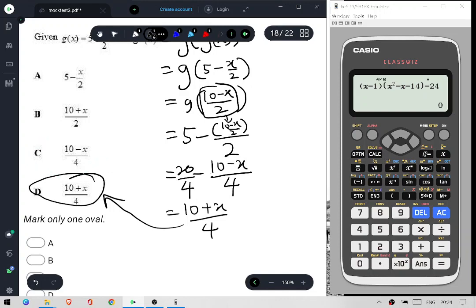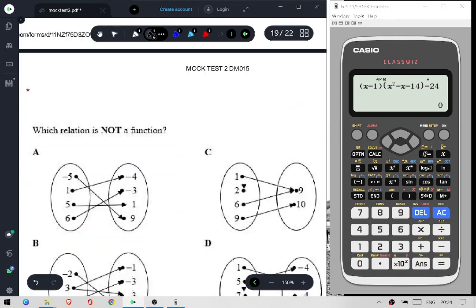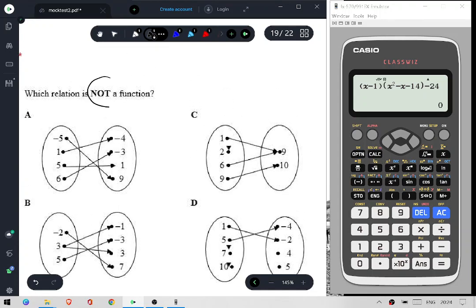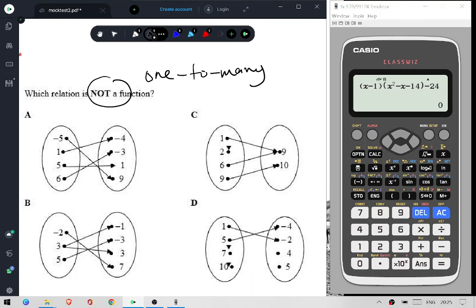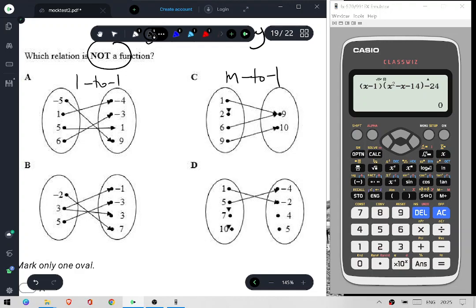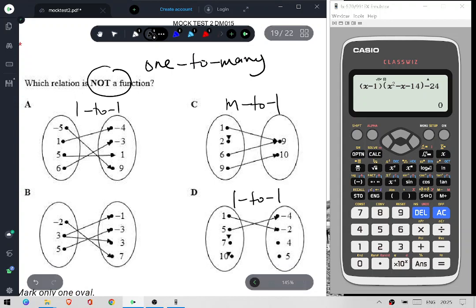Okay, next. Which relation is not a function? The one that is not a function is one to many. So we look for the one to many. A is one to one, because minus 5, 9, each number has its own pair. C is many to one. This one is also one to one, even though some of them have no arrow, it's still one to one.